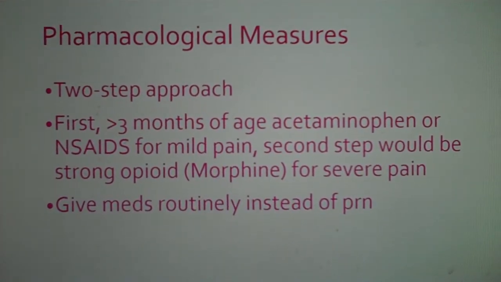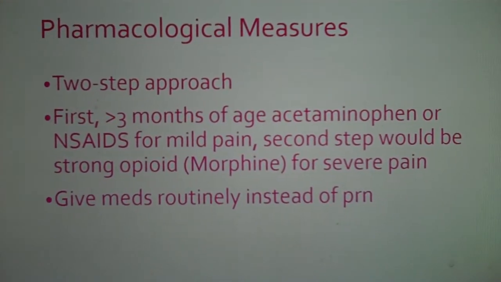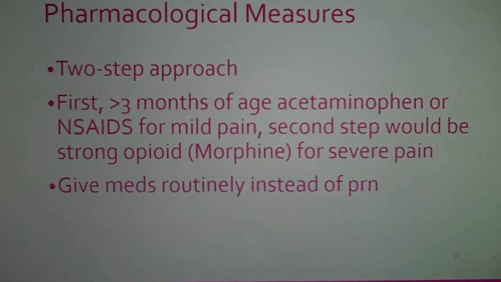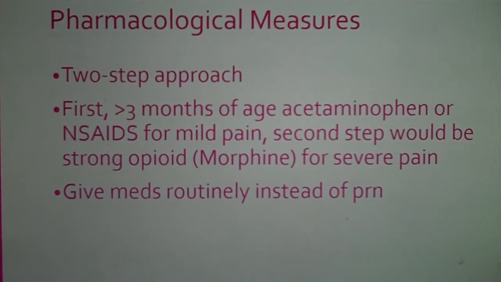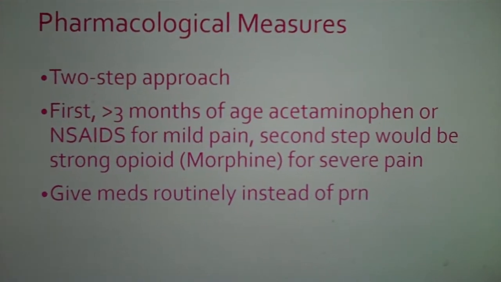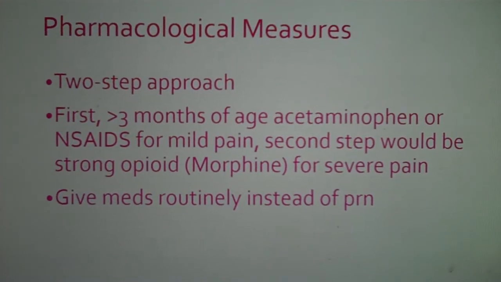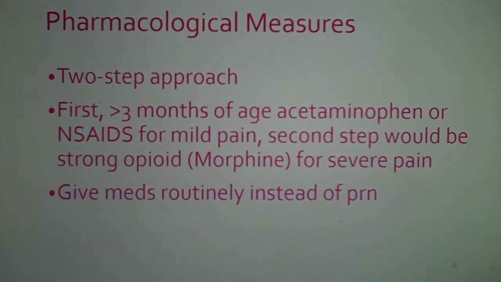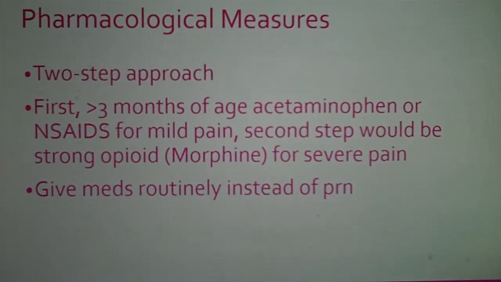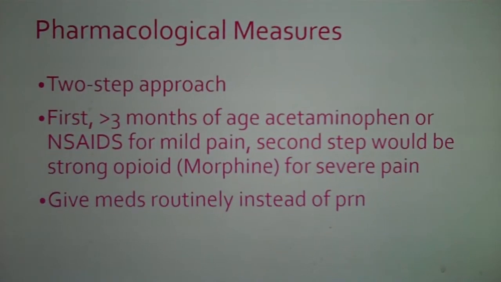Pharmacological measures in children. The World Health Organization recommends using a two-step approach, as long as the kid is greater than 3 months of age. With the NSAIDs, it's going to be a little bit later before they can take those, but offer a mild pain relief such as acetaminophen or NSAIDs before offering the opioid. The second step would be adding the strong opioid to that, so they'd have a two-step approach. For kids, give meds routinely instead of PRN if for severe pain, so that way we stay on top of it and it doesn't get out of control.